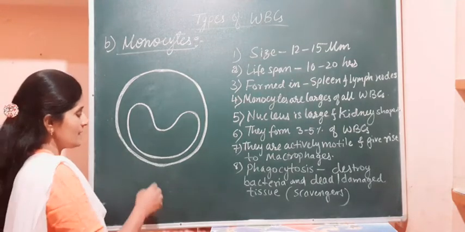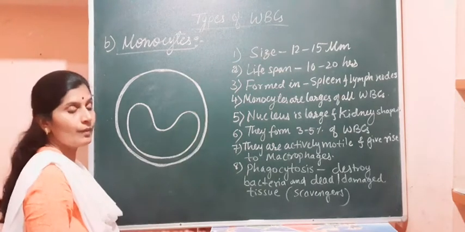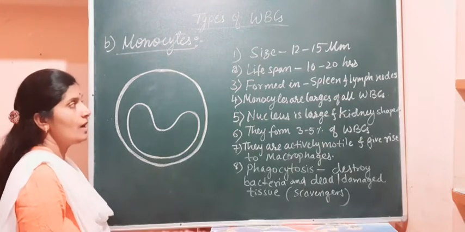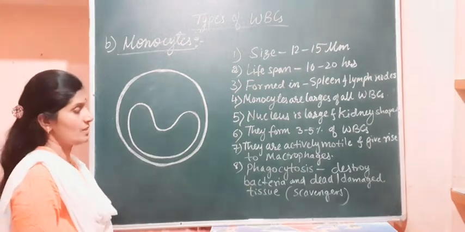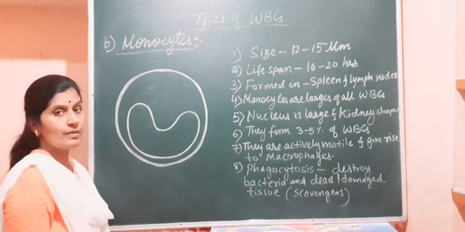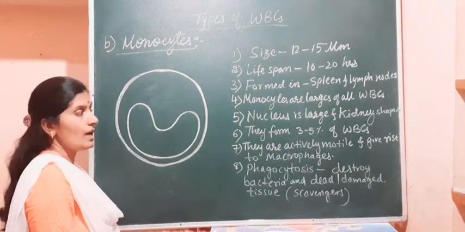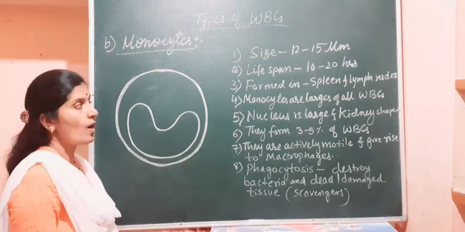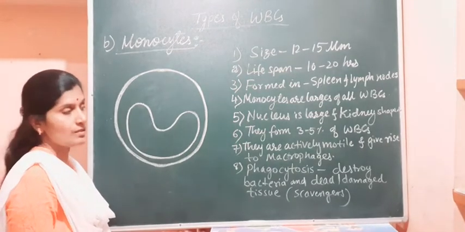The size is large, that is 12 to 15 micrometers. Lifespan is 10 to 20 hours; they can survive 10 to 20 hours. And these are also formed in the spleen and lymph nodes.